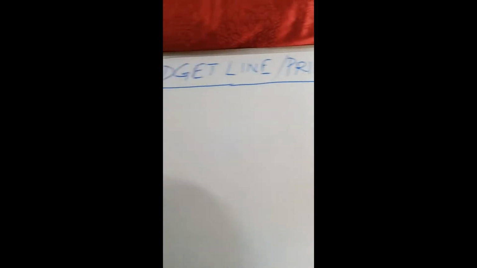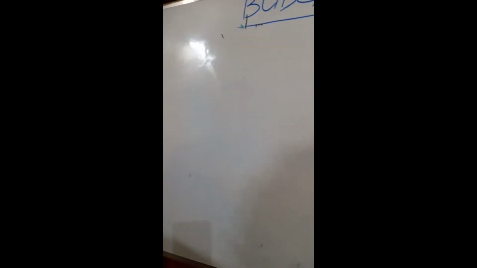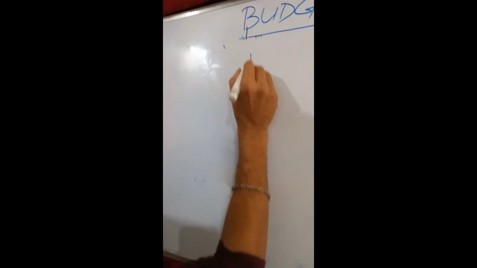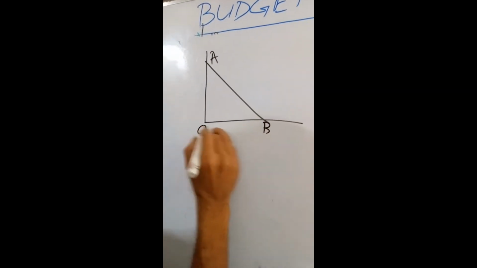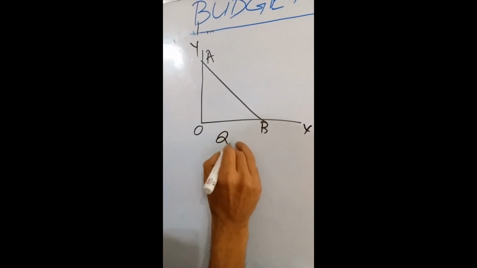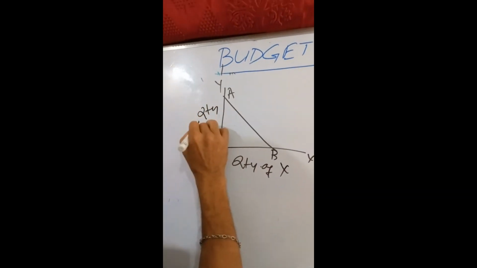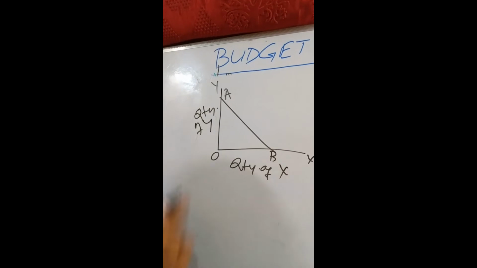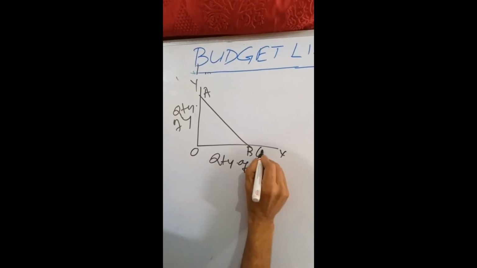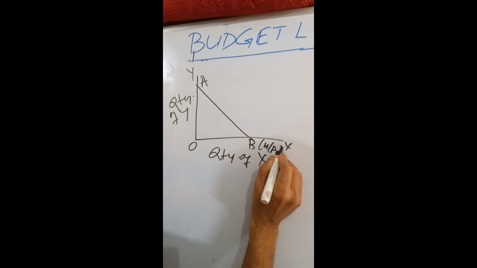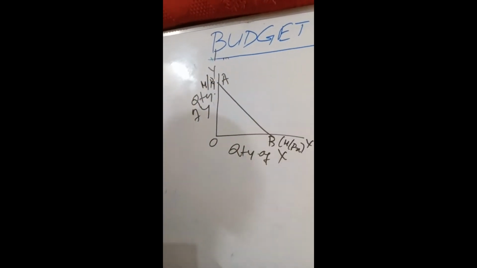Suppose prices of X and Y remain unchanged and only income of the consumer increases. So previously this was the budget line AB. This is quantity of X. This is quantity of Y. And AB is the budget line. This is M by Px, price of X is Px, and this is M by Py, that is price of Y is Py.